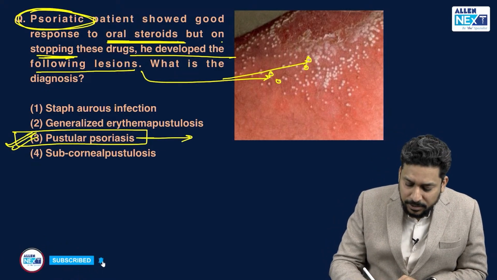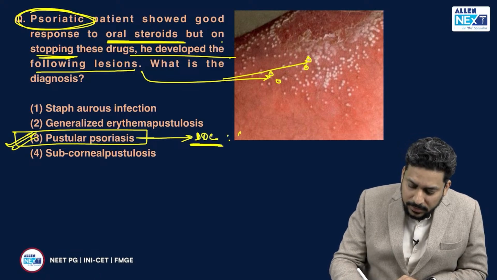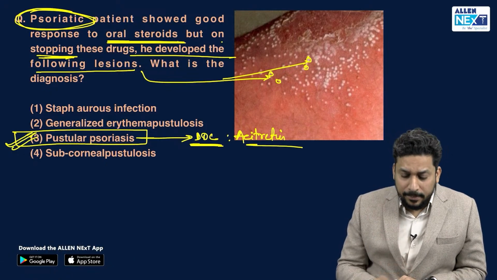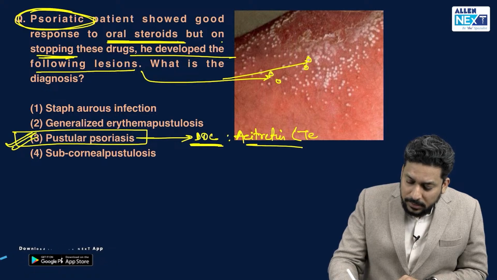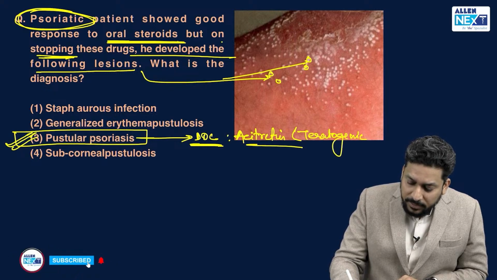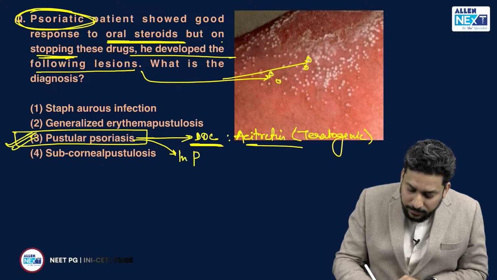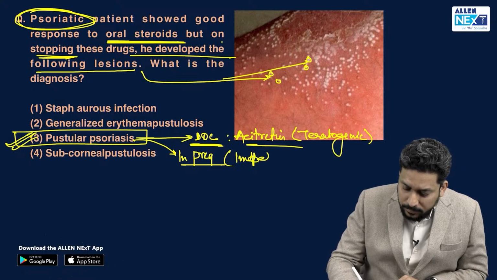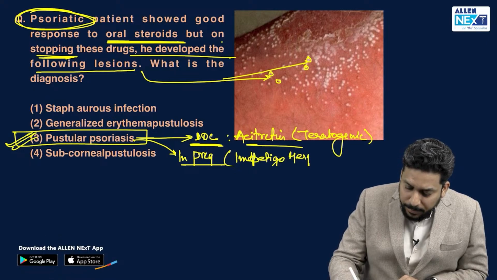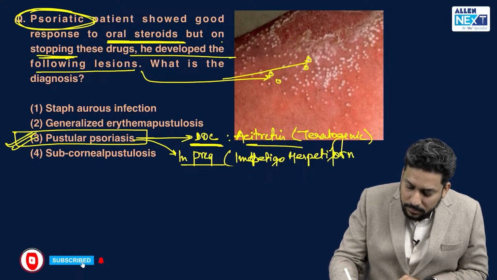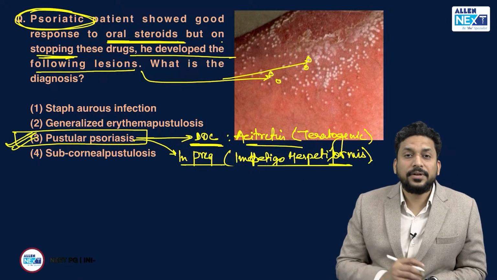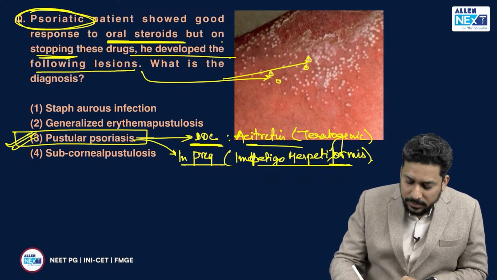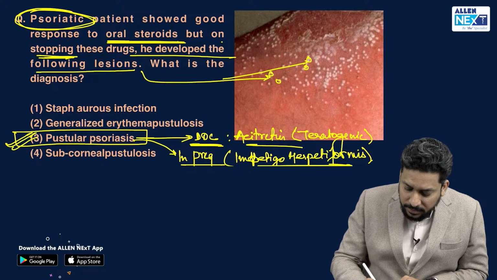How you are going to treat these patients? Pustular psoriasis, the drug of choice is acitretin. And that is the reason why, because this is a teratogenic drug, if this same condition develops in pregnancy, which is given a name that is impetigo herpetiformis. So if patient develops pustular psoriasis in pregnancy, that is impetigo herpetiformis, then the drug of choice is not acitretin. Instead, we give steroids.